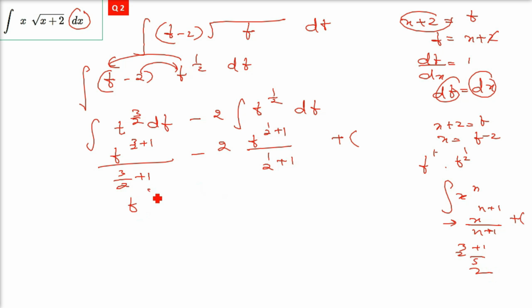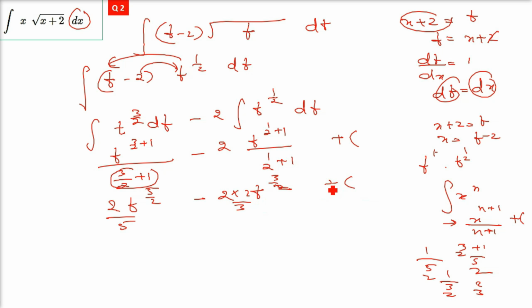So t to the power 5 by 2, and this also 5 by 2, when it goes up it will be 2 by 5. So we have 2 by 5 here, t raised to 5 by 2, minus 2, and t raised to 3 by 2 goes like this. Half plus 1 is 3 by 2, it goes up. So this will be 2 by 3 when it goes up. So 2 by 3, and constant of integration like this.